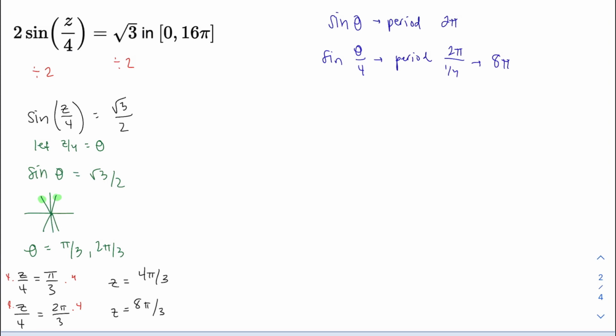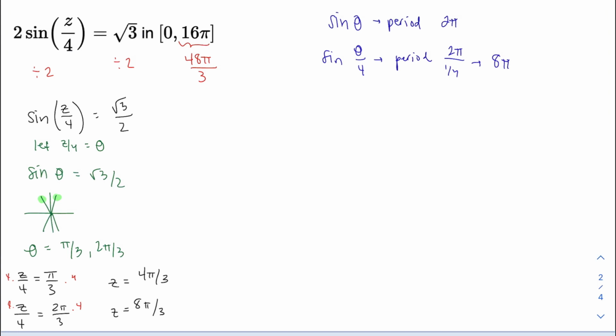Right? But notice 8 pi over 3 is a lot less than 16 pi. I like to write everything with the same denominator so that it's easy to compare. 16 pi is 48 pi over 3, and 8 pi over 3 is way, way less than that. So we should probably continue to check if there are more solutions. And again, I already know that there are likely to be 4 solutions because I've doubled the period, and normally I have 2 solutions per period.